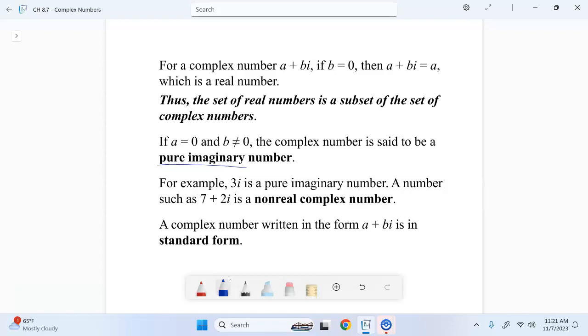So we have these subsets of complex numbers where we have real numbers and imaginary numbers and then the complex numbers together. So 3i is a pure imaginary number. And if we have the complex and the real part, then we have a non-real complex number. And again, it always has to be written in the standard form of a plus bi. Okay? The real part plus or minus whatever the imaginary part is.